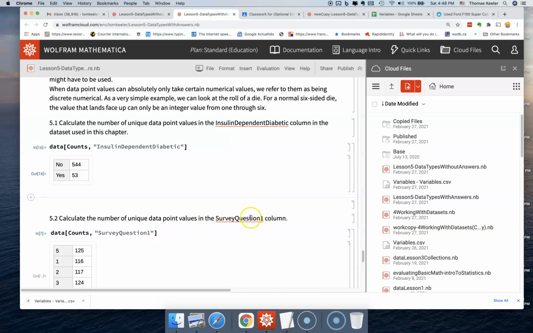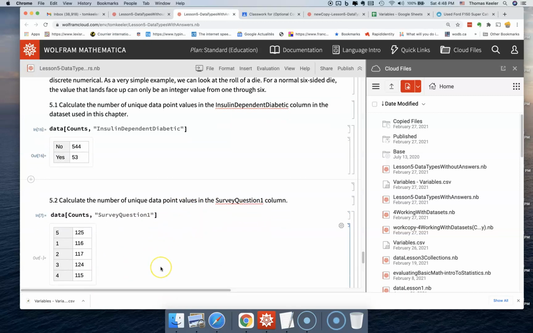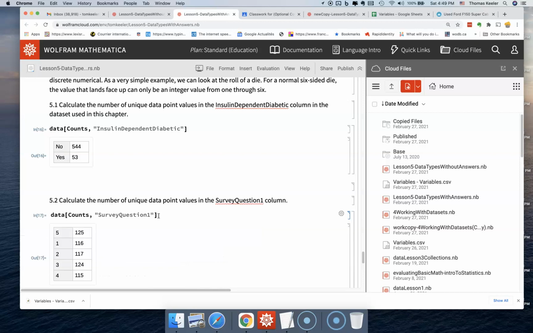Okay, how about survey question one? Okay, so survey question one, I think, had five different possible answers. And you notice it didn't order it, so there's probably something we can do to order these answers. 5, 1, 2, 3, 4. So I wonder, let's just try it again and see what happens. So I run it and I get 5, 1, 2, 3, 4 again.